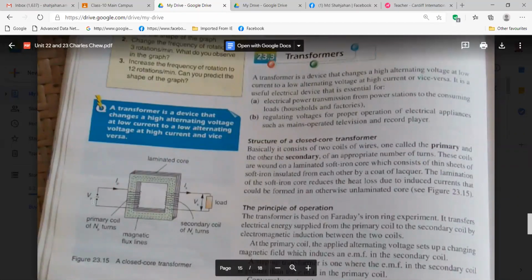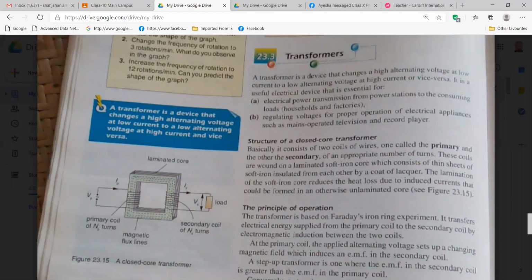That means from this power supply, once the current is going from the right side to the left side, that is positive to negative. Again, from the left side to the right side, it is continuously changing. So when there is continuous change of direction, we are having a change in magnetic field.